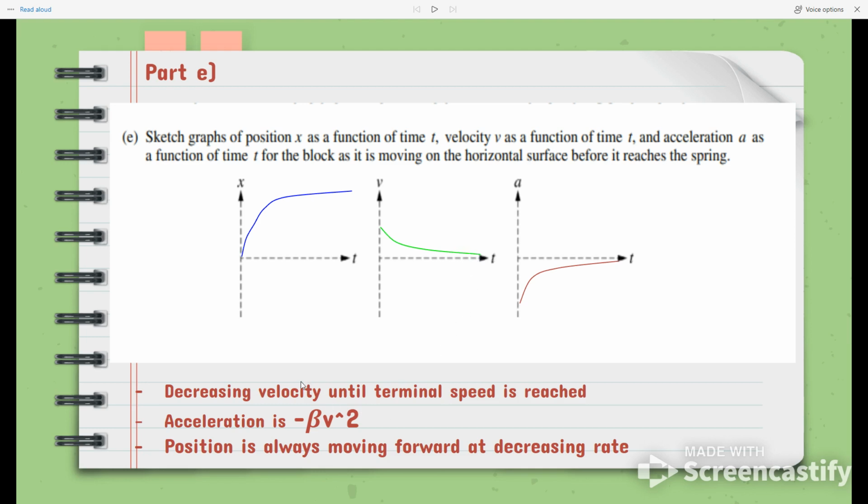Using the equation negative beta v squared, we can also illustrate the acceleration. We know that it is in the negative direction, or it is in the opposite axis of the graph due to the negative here. So we can illustrate it as approaching the positive axis, but it is going to be approaching at decreasing values and reaching an asymptote as well. Position is always moving forward at a decreasing rate. So we see an initial higher rate of increase, but then it starts to even out and once again reaches a constant rate.